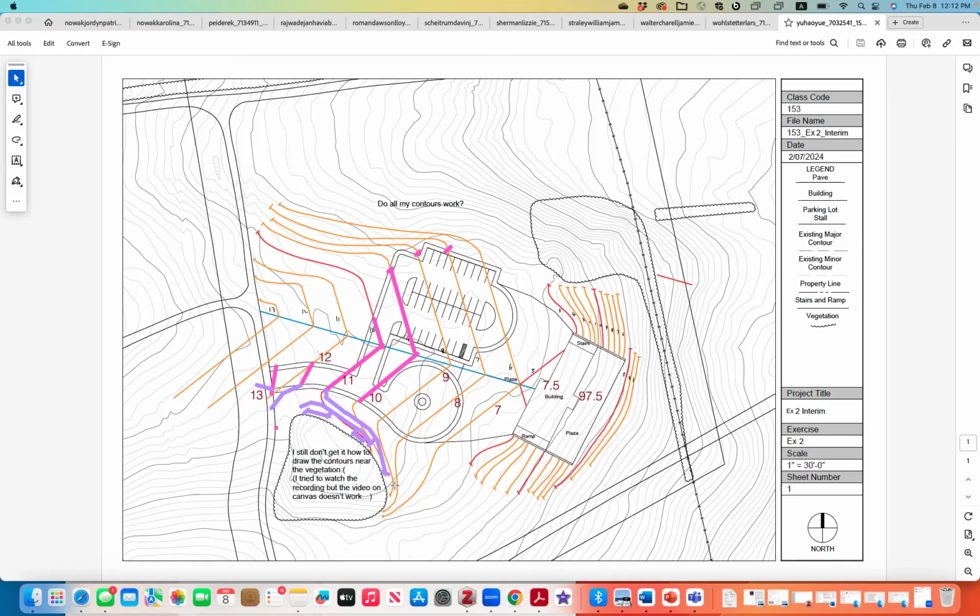And, oh, we're missing a 10 here. Okay, we missed a 10. So 10 goes like this. And that's 9. Just keep going. Does that make sense? So that's one way, okay?